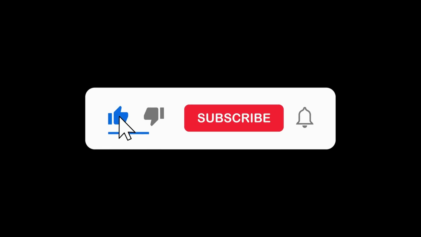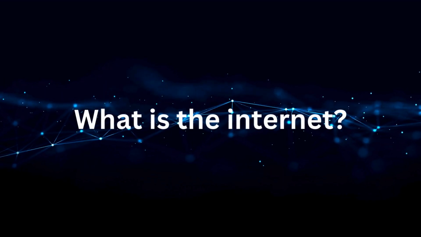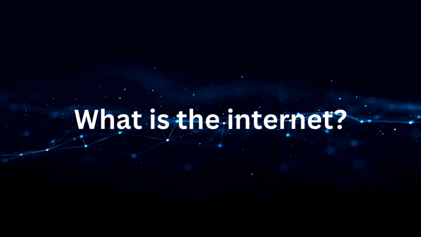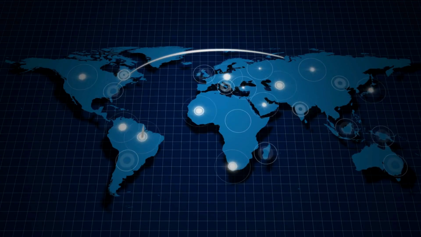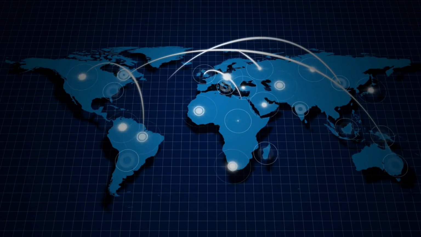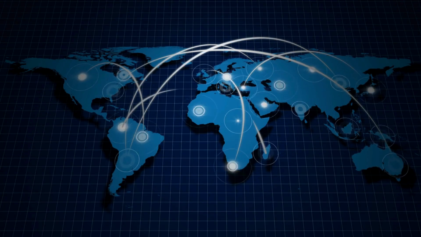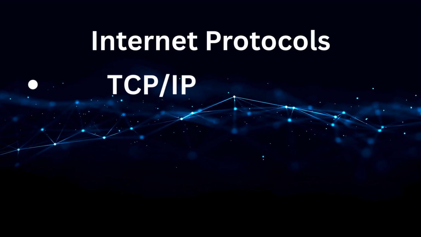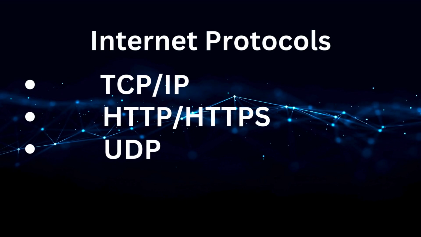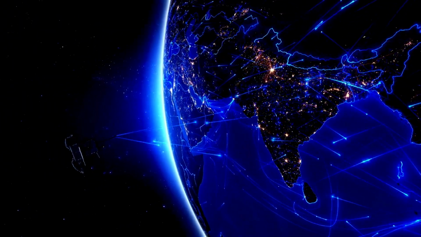So what is the internet? At its core, the internet is a global network of computers that talk to each other. Think of it like a giant web connecting billions of devices. Your phone, your laptop, servers and data centers, even smart fridges. These devices share information using standardized rules called protocols. It's like a universal language that lets a computer in Tokyo send a meme to someone in New York instantly.